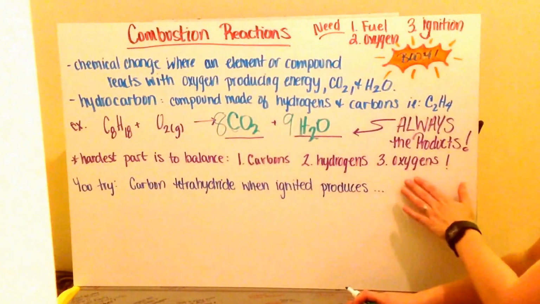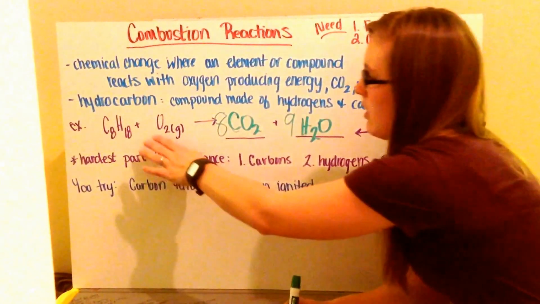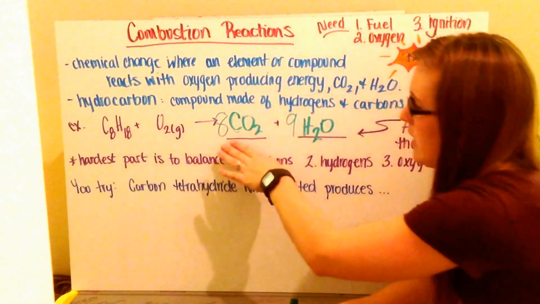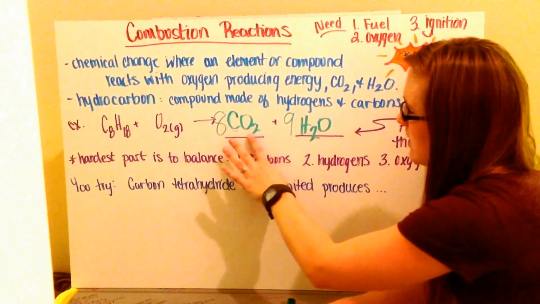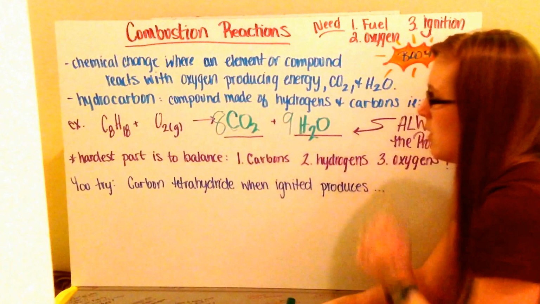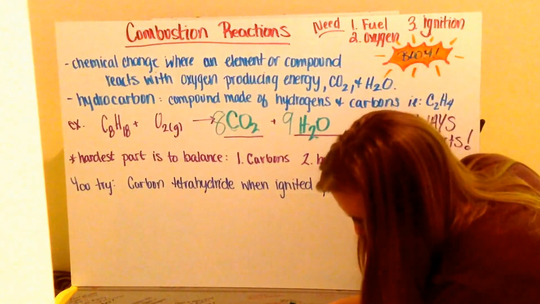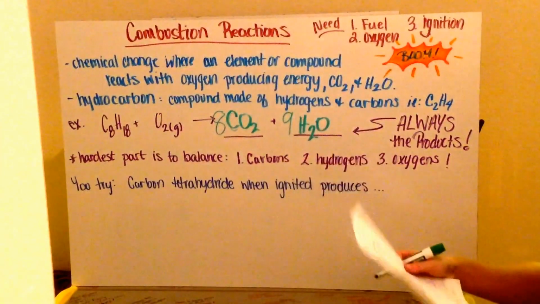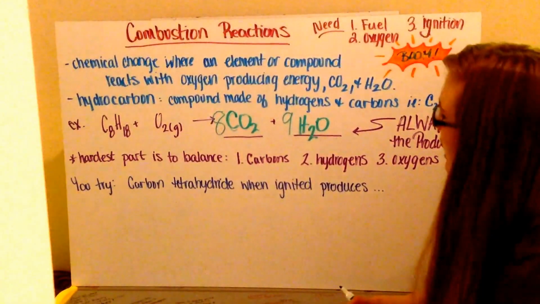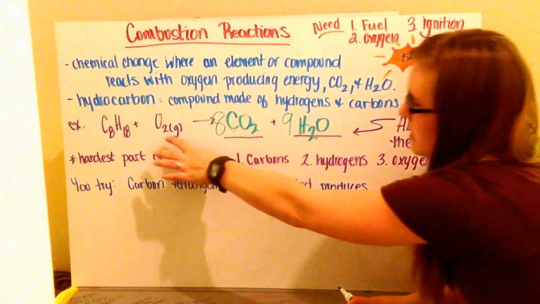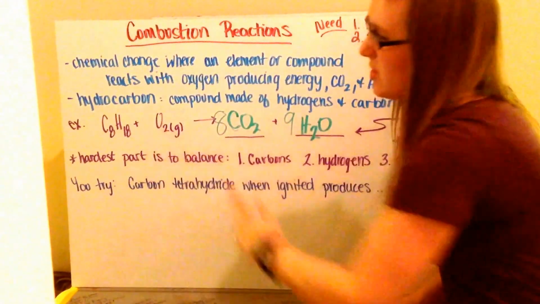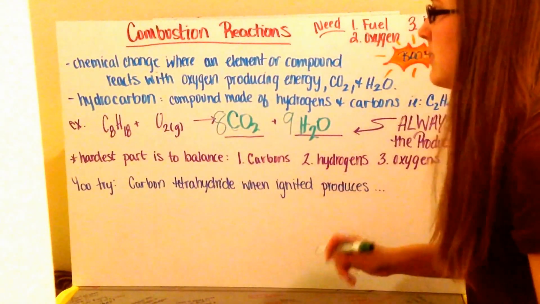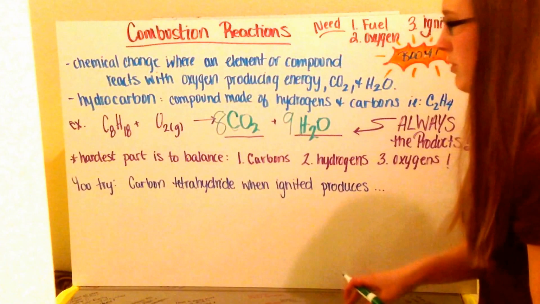And then I look at my oxygens. On the left-hand side, I have 2. On the right-hand side, I have 8 times 2, which is 16, plus another 9, which makes 25. Now, I can't have an odd number of oxygens because divided by 2 gives me half of an oxygen atom. So it means I need to go ahead and double everything.